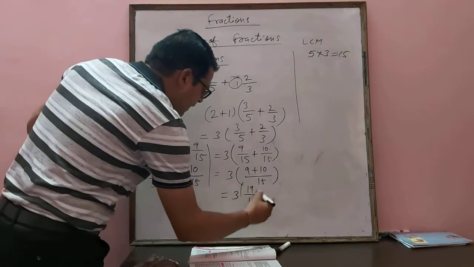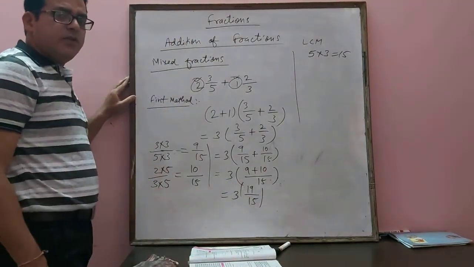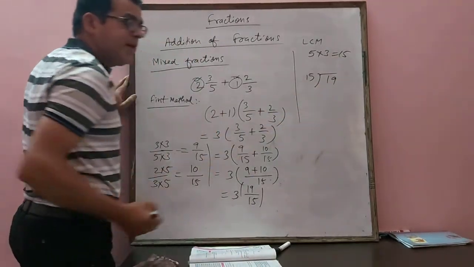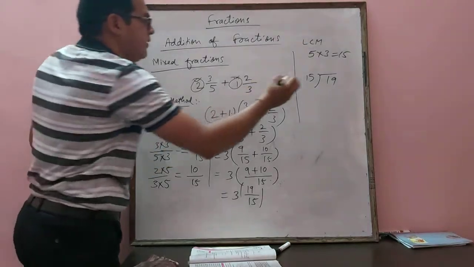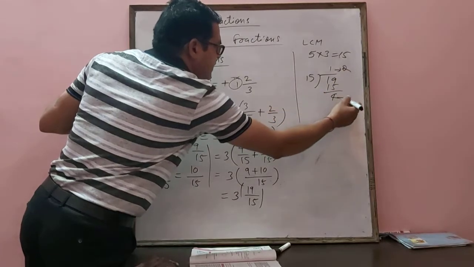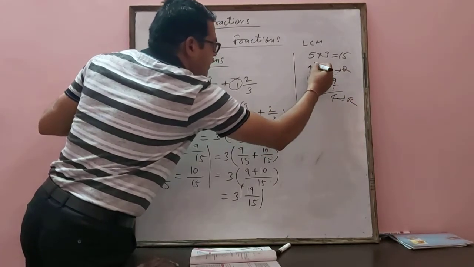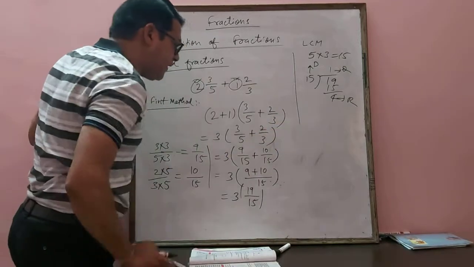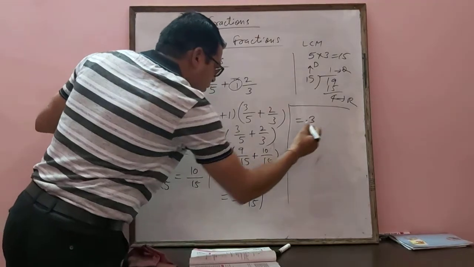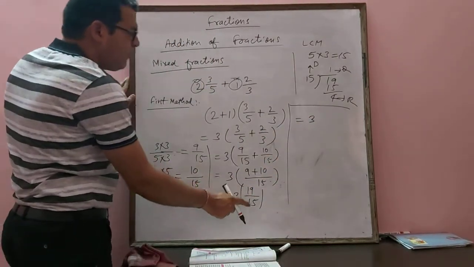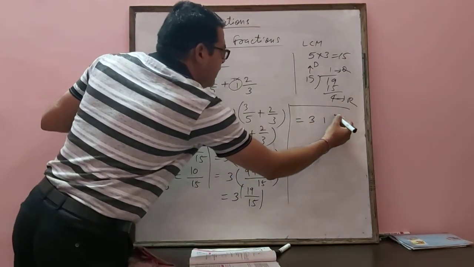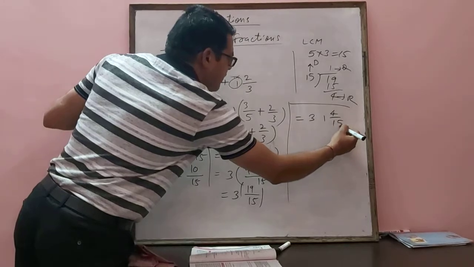Now you can see here this is improper, so we have to convert this into mixed. This is a very important step. So this is quotient, this is remainder, and this is divisor. What we can write here, I am writing here now. So we can write 3 whole, 3 as it is, and 19 upon 15 we can write as 1 whole, then 4 by 15.